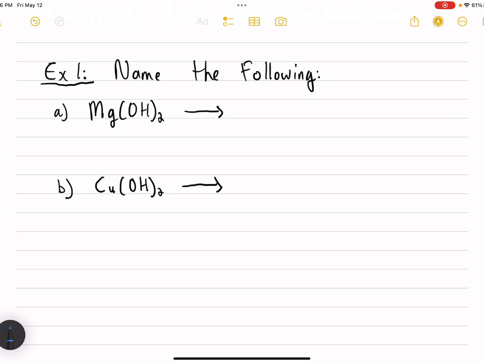Let's name the following using the rules that we just listed previously. So in the first one, Mg(OH)2, the cation is magnesium metal. And so we just write magnesium, and then we're going to name the hydroxide ion. And that 2 subscript really doesn't matter. It doesn't affect the name, so the final name is magnesium hydroxide.